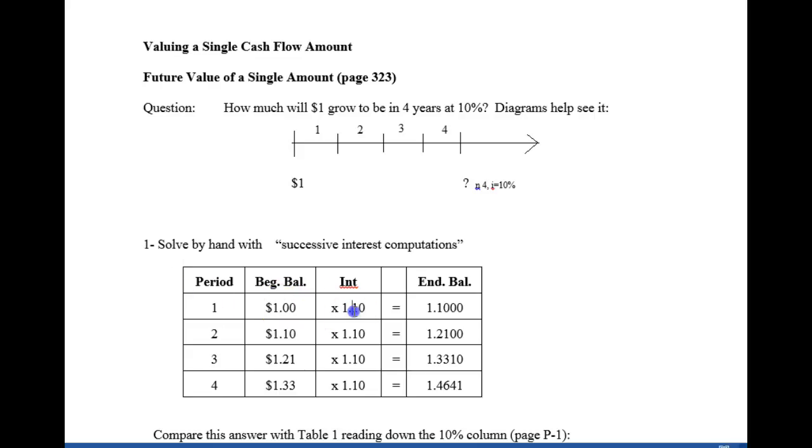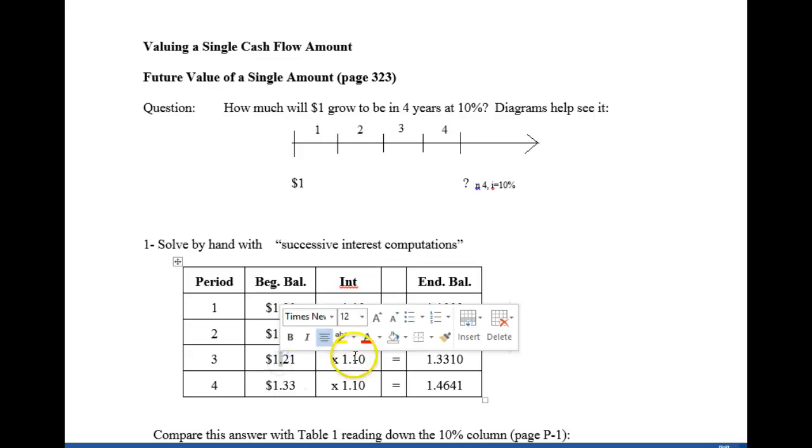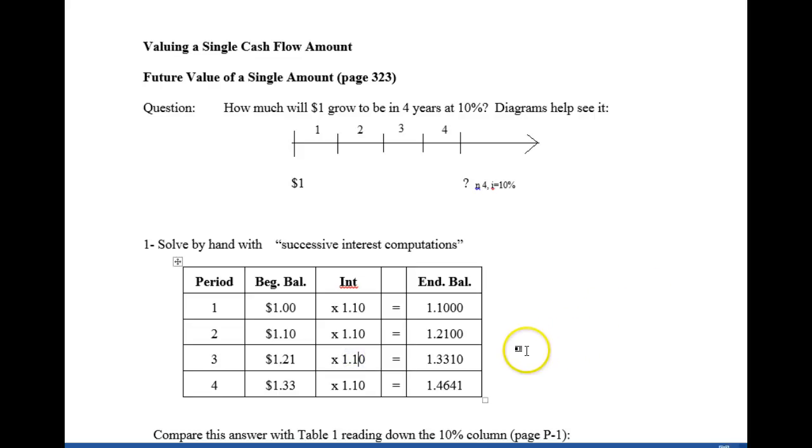Take the $1, grow it by 10%, $1.10. Take the $1.10, grow it by 10%, $1.21. If you're wondering why I have 1.10, the 1 keeps the base intact, growing it by 10%. $1.21 growing by 10% again, $1.33 and some change. $1.33 times 10% will give you $1.46. So you could answer $1 would grow to be $1.46 after 4 years at 10%, and you could prove that with a successive interest computation.